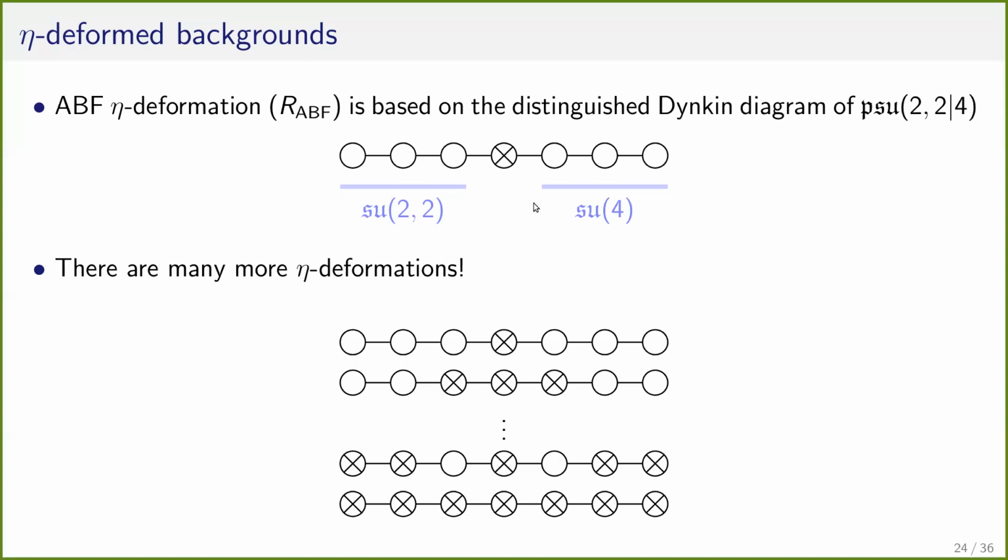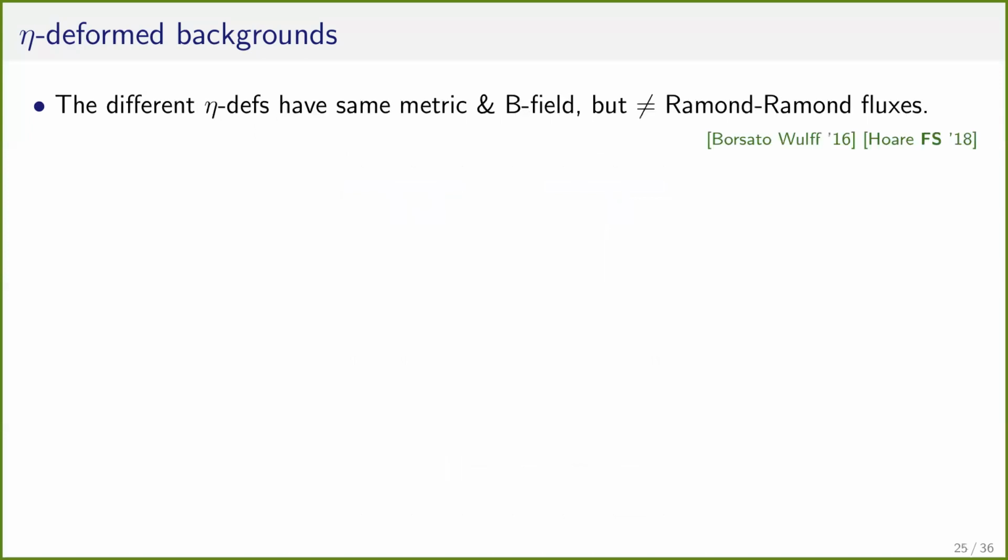However, there are many more eta deformations, because PSU(2,2|4) admits many more Dynkin diagrams. I've listed a few here. And we should actually study the deformed backgrounds for all these eta deformations, using these different Dynkin diagrams. It turns out that the different eta deformations will have the same metric and B field, but the Ramond-Ramond fluxes that support this bosonic geometry will actually be different.